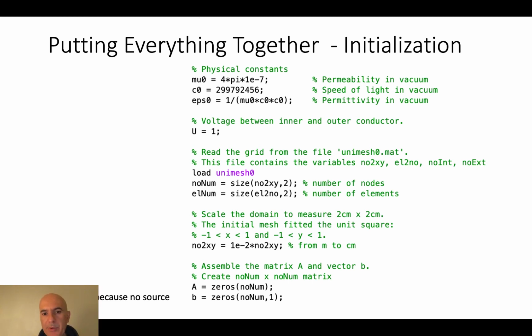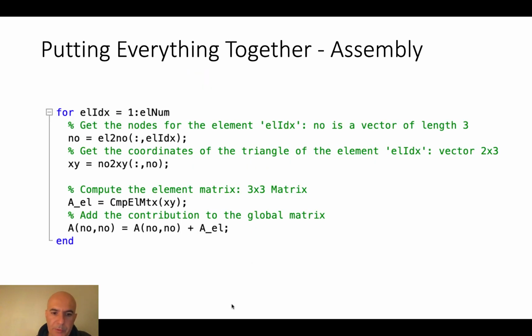The first step is to load the mesh. So we load the mesh, and then we calculate the number of elements and the number of nodes. We do some scaling to go from meters to centimeters. So we multiply the coordinate of each node by 10 to the minus 2. So we divide by 100 to get centimeters. And then we initialize the assembled matrix and the source term with 0.